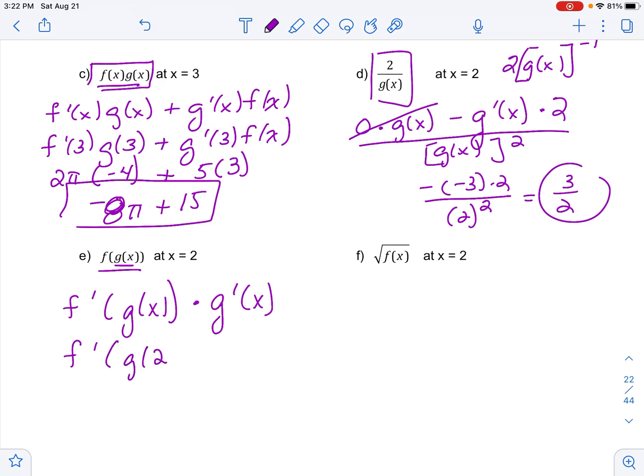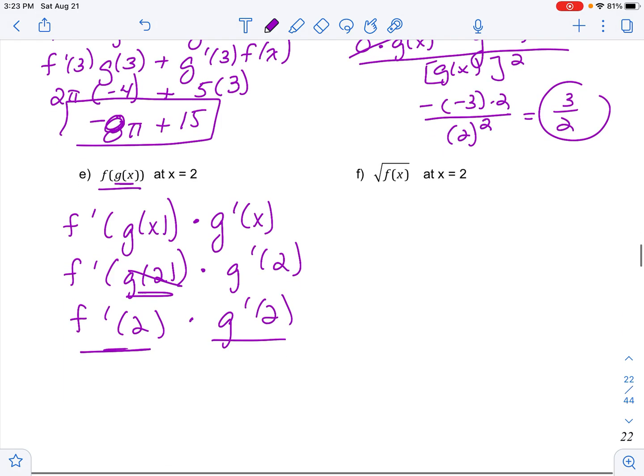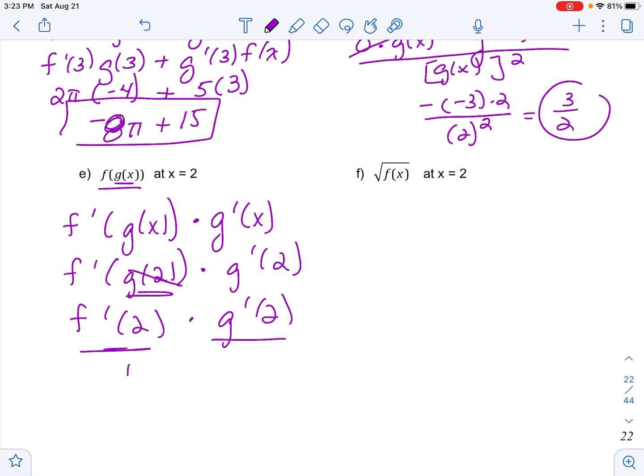Let's go ahead and plug in the 2 for x first before I do anything else. Okay, so in order to evaluate this, I need to find g of 2 first. And if you look up at the table, g of 2 is 2. So I'm going to replace that with 2. Now, all I need to do is find these two values, and I'm going to multiply them to get to my answer. So this value is 1/3. This value is -3, so my answer is -1.